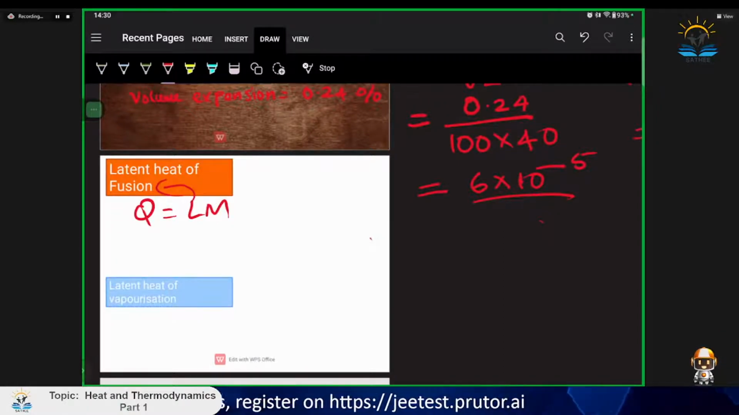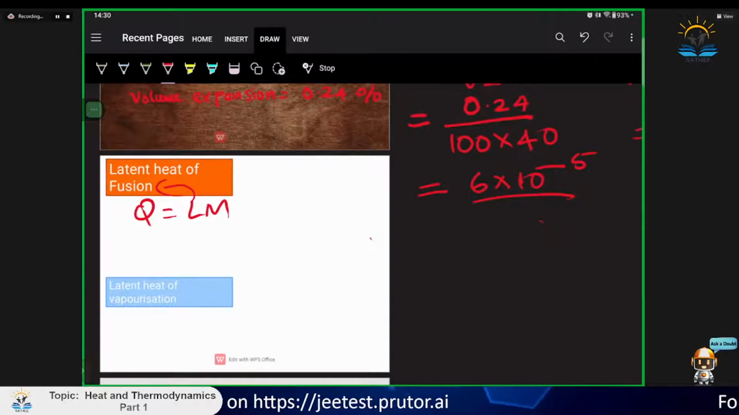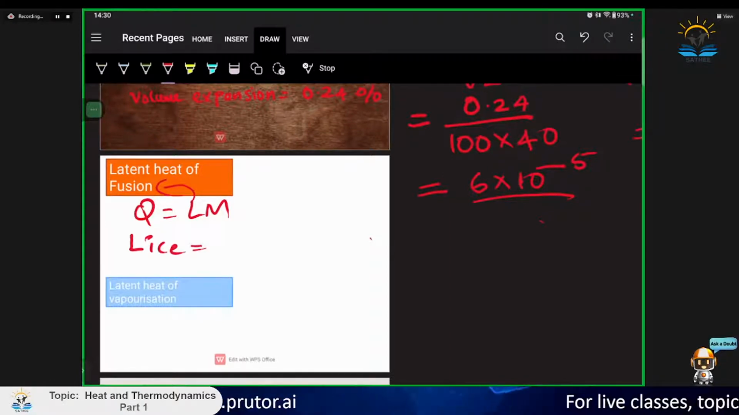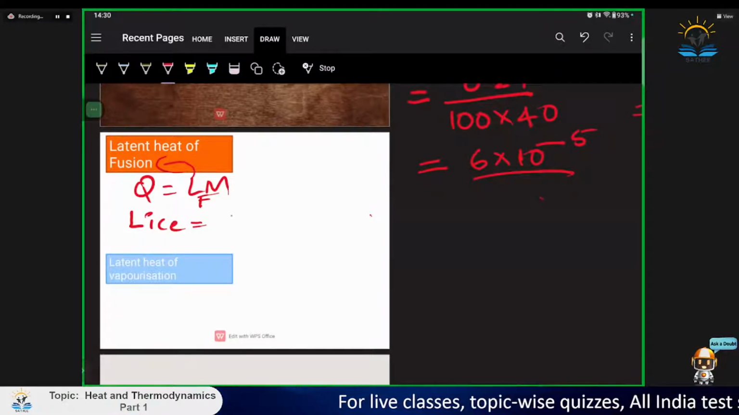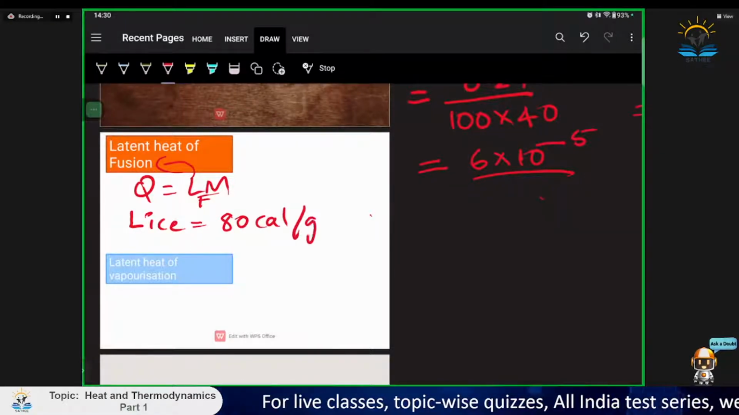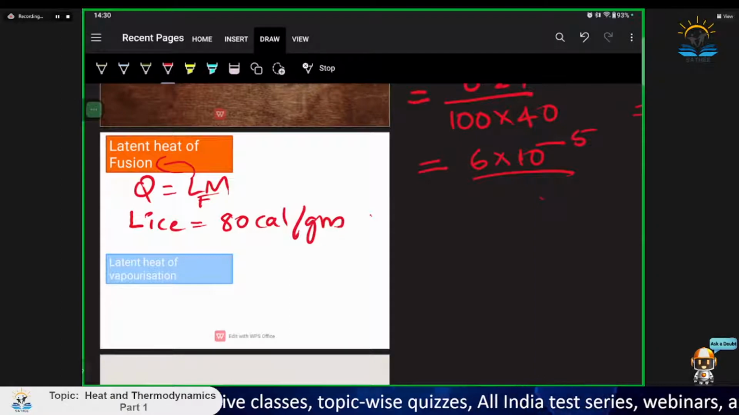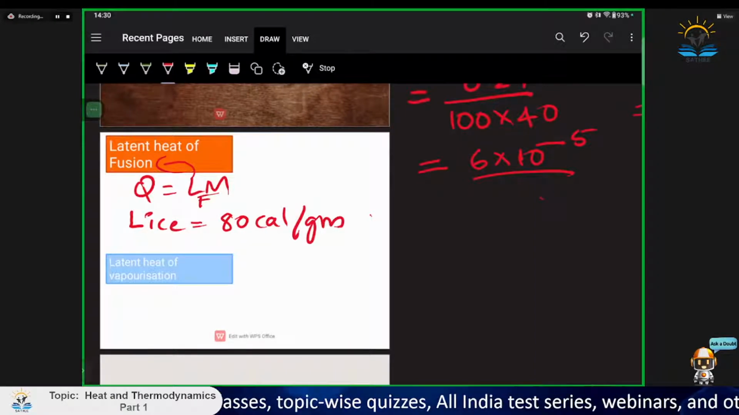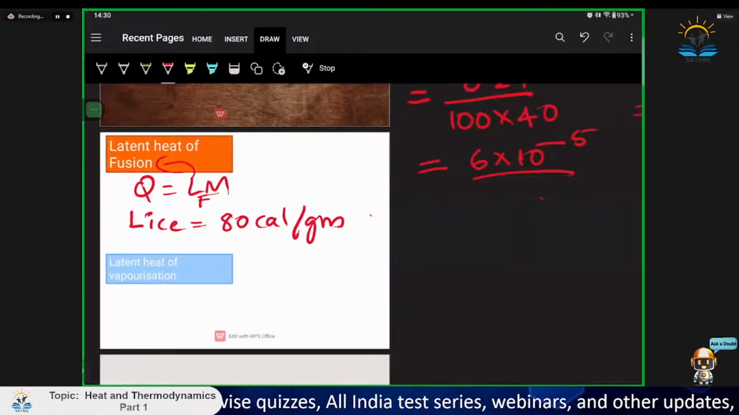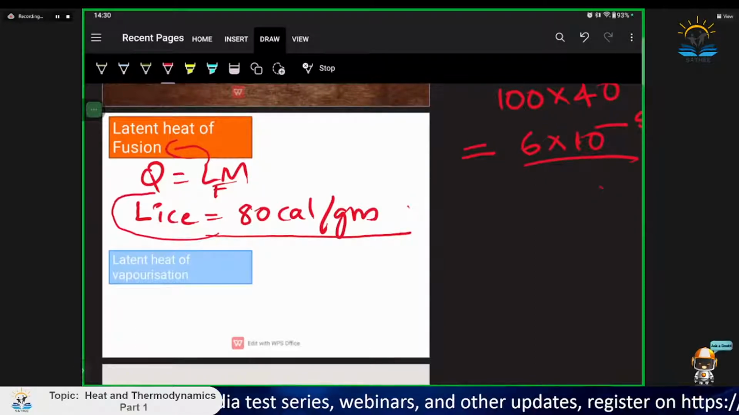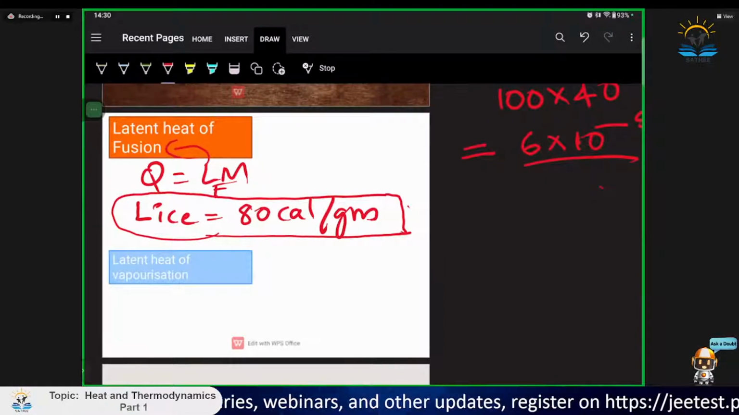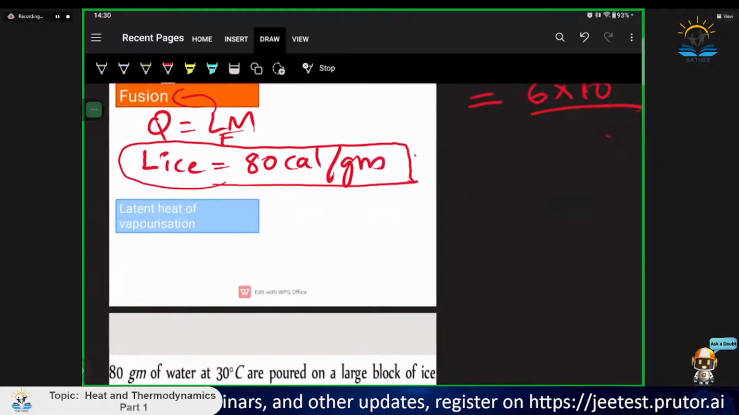And one more thing we want to know: what is the latent heat of fusion of water, or latent heat of fusion of ice? I will write LF, so there is no confusion. Latent heat of fusion of ice is 80 calorie per gram. In questions, they can give 80, but it is good to know that the latent heat of fusion of ice is 80 calorie per gram, because sometimes they won't give it.